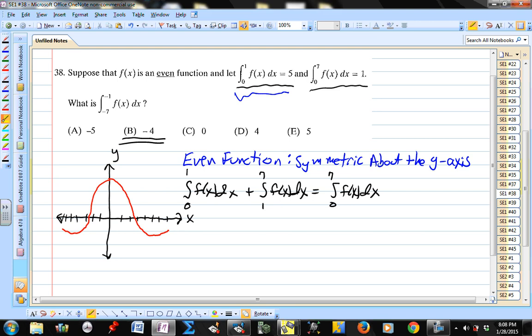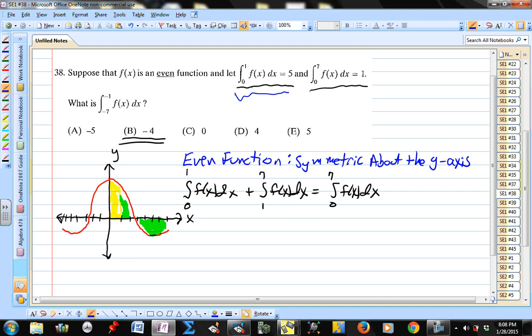Let's illustrate what we're talking about. If we integrate from 0 to 1, we're talking about the area between the x-axis and a curve from 0 to 1. And if we integrate from 1 to 7, we're talking about the area bounded by the curve and the x-axis from 1 to 7. So now, if you add those two pieces together, we get the integral from 0 to 7. Let's fill in some information.